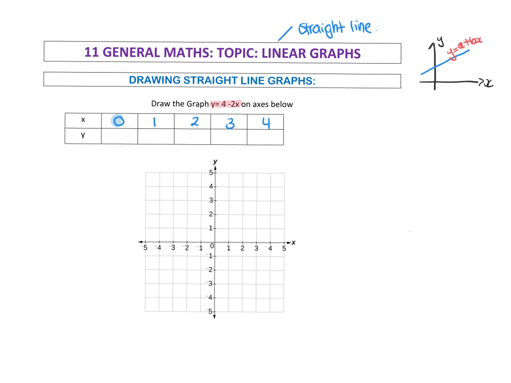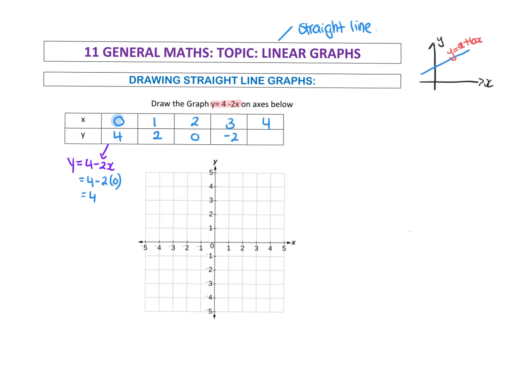We're going to find the y value using that rule. The rule says to do 4 minus 2x. In that first example, it would be 4 minus 2 times 0 because x is 0, so you end up with 4. Then you just keep applying the rule as you go along. The next one would be 4 minus 2 times 1, so that's going to be 2. This one will be 0. This one will be negative 2.